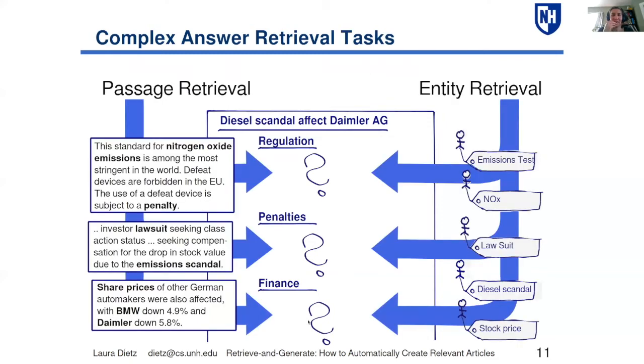And the idea is that, well, if we have different passages such as here, the standard for nitrogen oxide emissions is among the most stringent in the world. Defeat devices are forbidden in the EU. The use of a defeat device is subject to penalty. Well, this should go here under regulation. Okay. And there are other paragraphs like that. And if we can identify these passages and chart them under these headings, we're already halfway towards giving a complex answer. However, subject to knowing what the different relevant subtopics are.